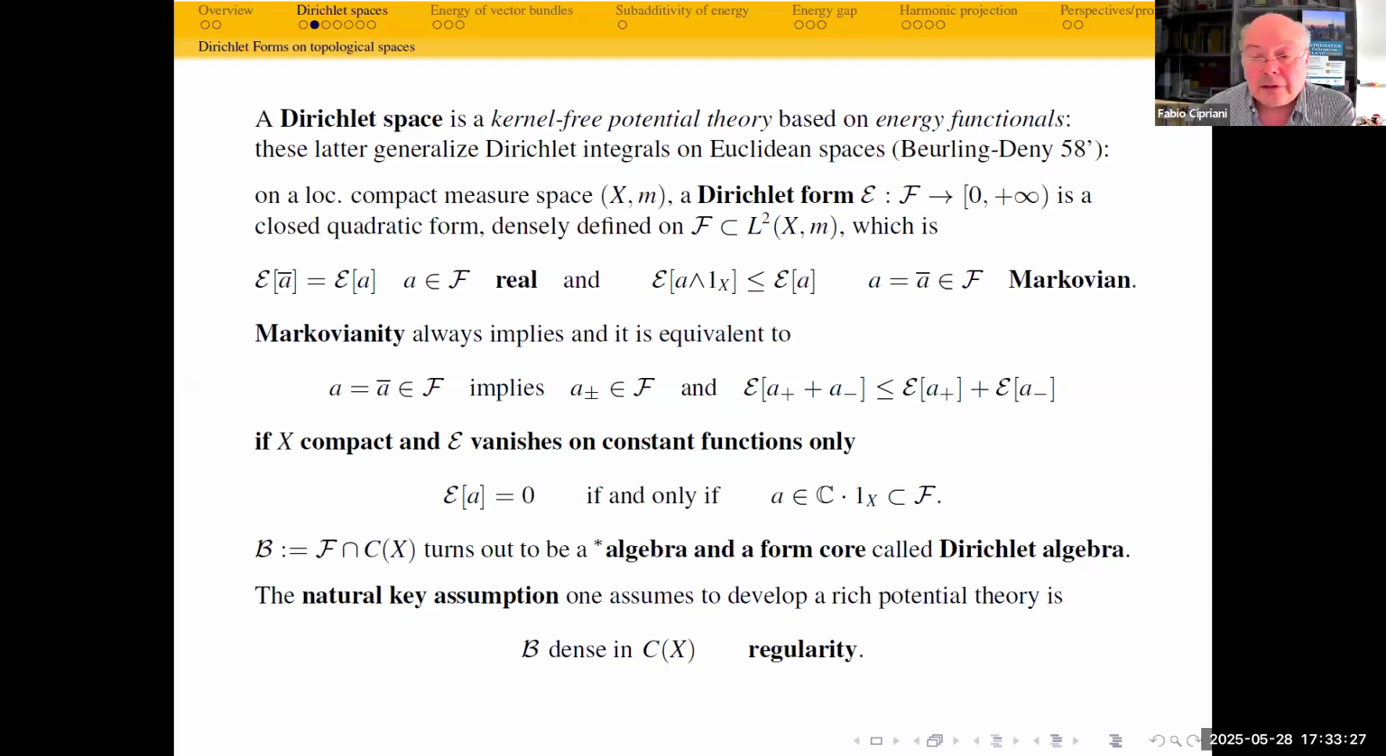We don't need this, but Dirichlet forms can be used to construct a Markovian semigroup, and from a Markovian semigroup construct Markov processes. So in probability, they are used as a tool of study and to construct many Markov processes on the space X.